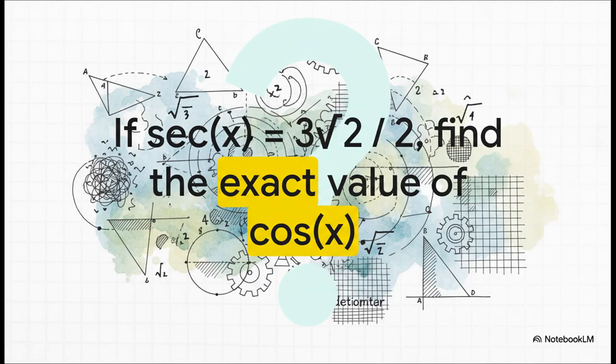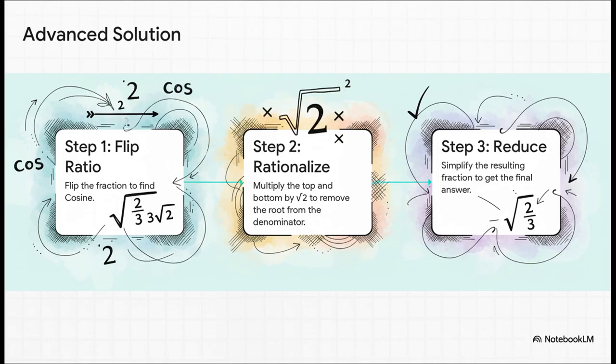All right, time for the challenge round. This time, we're working backwards. I'm giving you the secant, and it looks a little messy. It's got a square root. Your job is to find the cosine. Oh, and one more little catch. Your final answer can't have a square root in the denominator. Don't panic. Let's just break it down.